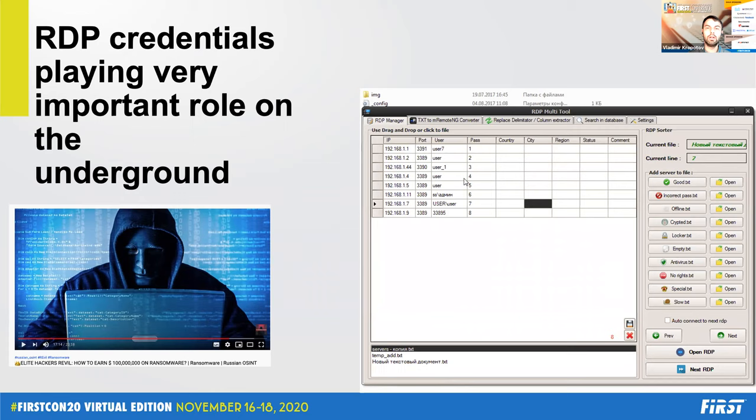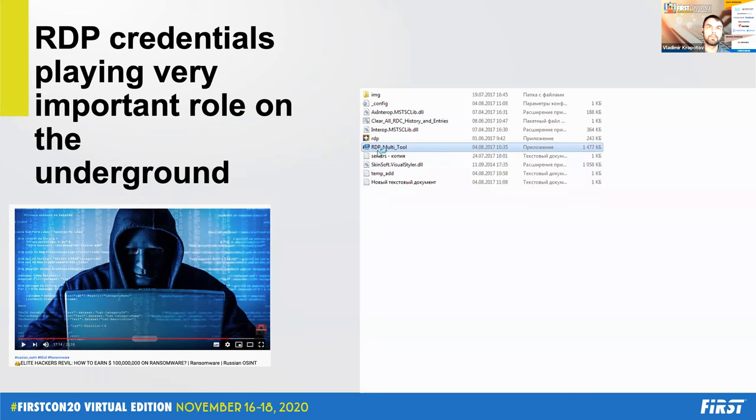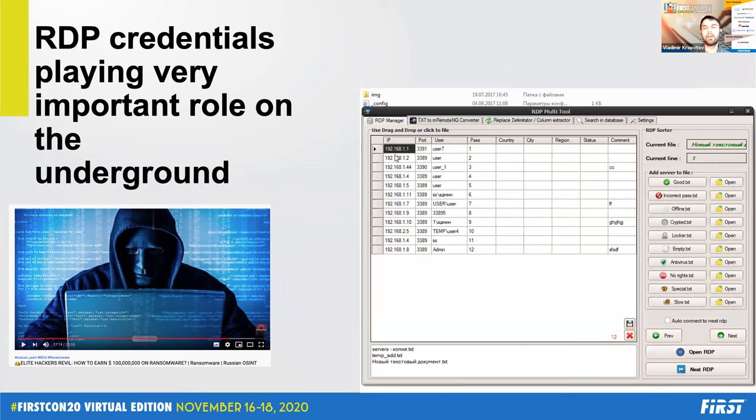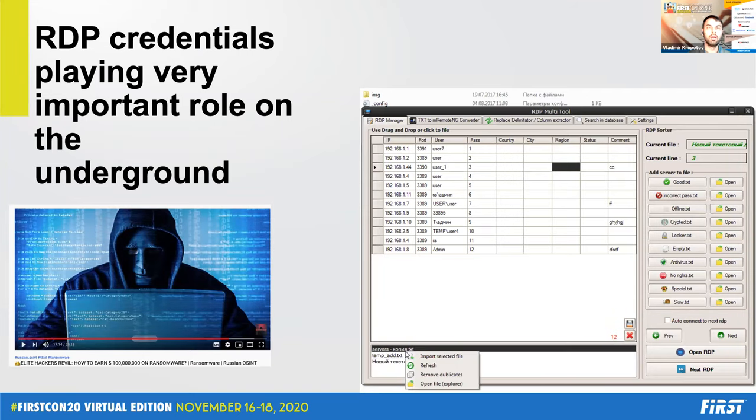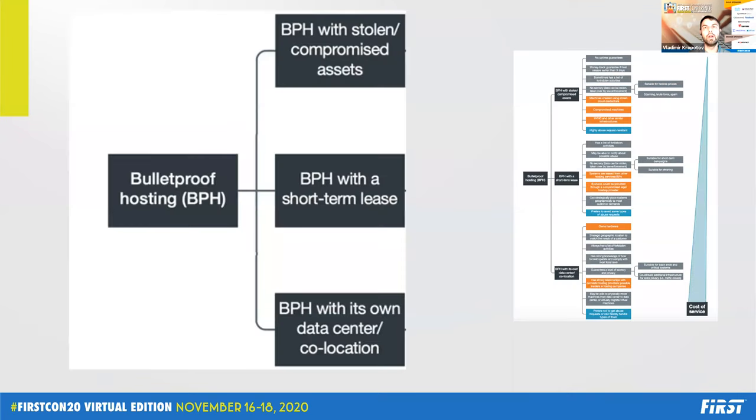And as we see in the recent interview from Revel, RDP is one of the most used vulnerabilities to enter infrastructure. So let's see some examples of how we decided to structure the services and why the services are successful in bulletproof hosting. We categorize hosting assets into three types.